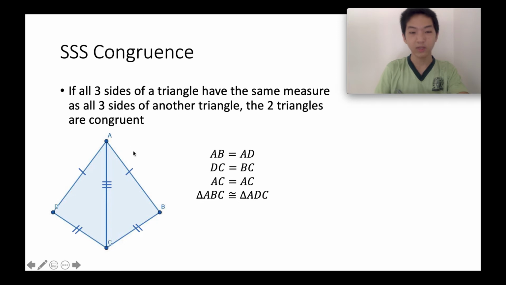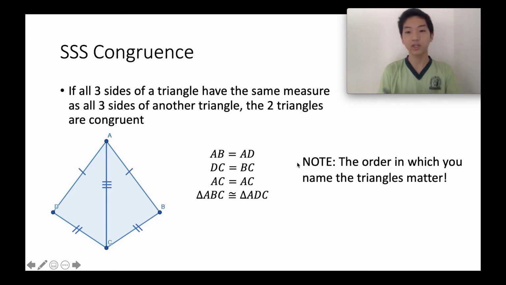So now we can prove that these two triangles are congruent. As I said before, it's given that AB is equal to AD, DC is equal to BC, and AC obviously equals AC. So triangle ABC is congruent to triangle ADC. Notice that the order in which you name your triangles is very important. If instead of saying ABC is congruent to ADC, you said triangle ABC is congruent to ACD, then you would be saying that AC corresponds to AB, and those two are congruent. However, it's obviously not the case.